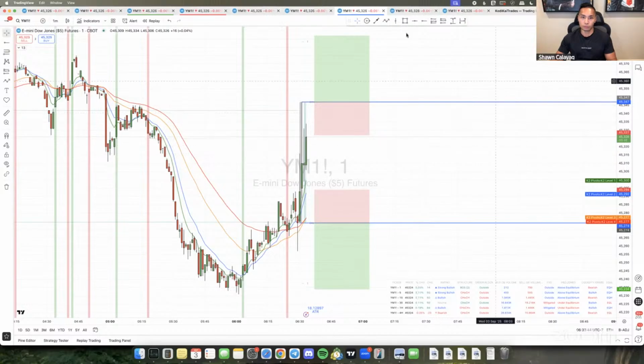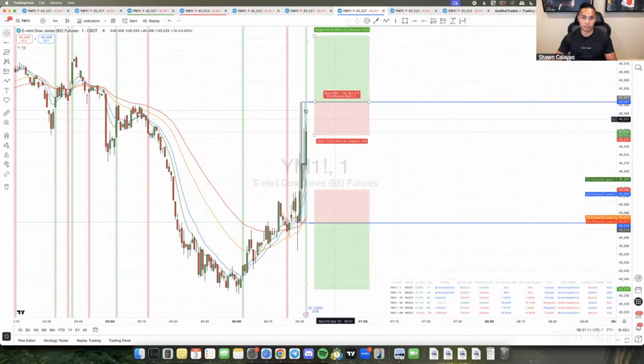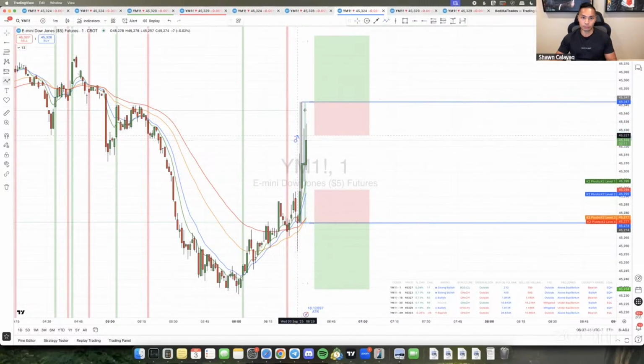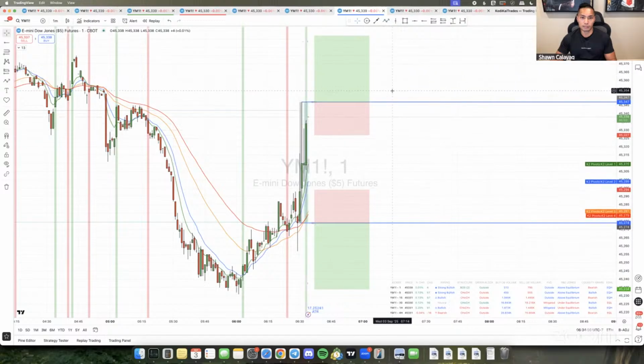So 45,347 is the ORB high, guys. That's the price I'm looking for it to break and close past. A clean break, retest, continuation. If it comes up here and keeps testing it, and it comes down and tests it, and it comes down, I'm not going to take it. All right, I need a clean break, retest, and continuation.